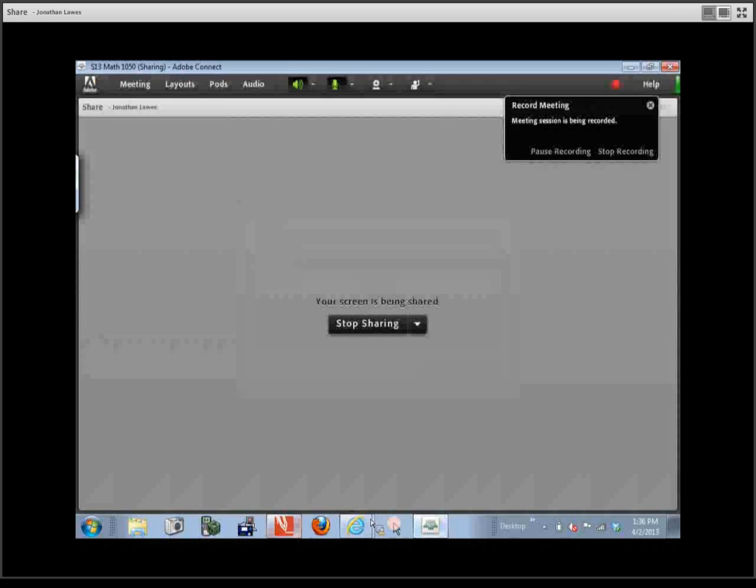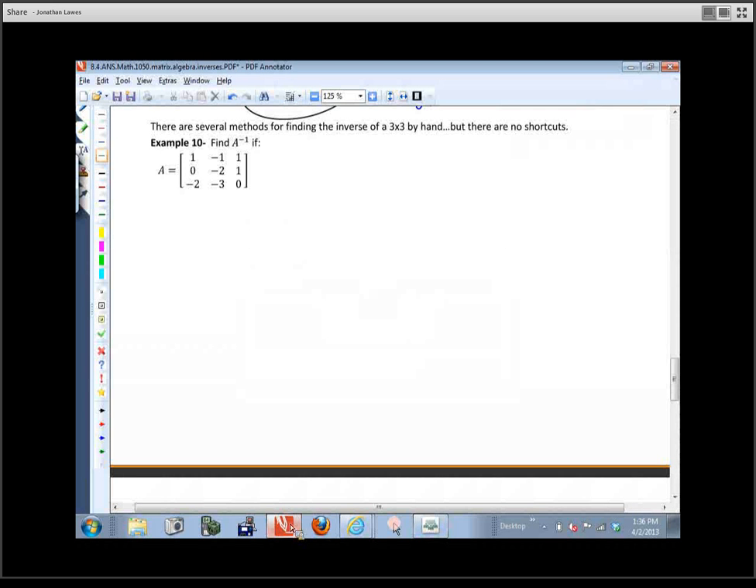So, same technique: 1 over the determinant times the transpose of the matrix of cofactors. So what do we have to find first? The determinant. Okay, now, I'm going to do this one by cofactor expansion.